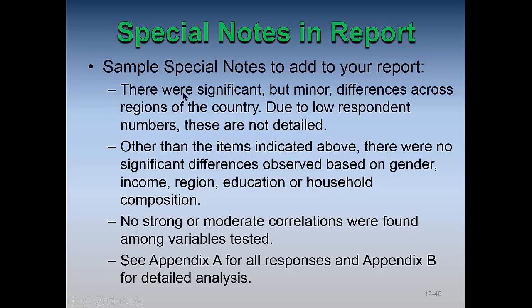You could add things like there were significant but minor differences across the regions, maybe due to low respondent numbers. These are not detailed. You should add a statement like this one. Other than the items indicated above, there are no significant differences. In other words, what you're trying to say here is that everything that is significant, I've put in my report. If it's not here, that means it's not significant. If you didn't find any correlations, then you should say that. There were no strong or moderate correlations found. And then see Appendix A for all responses and Appendix B for detailed responses.